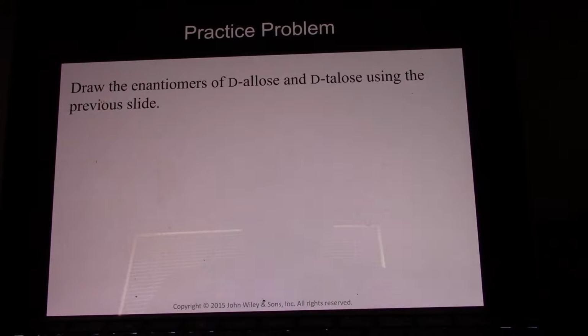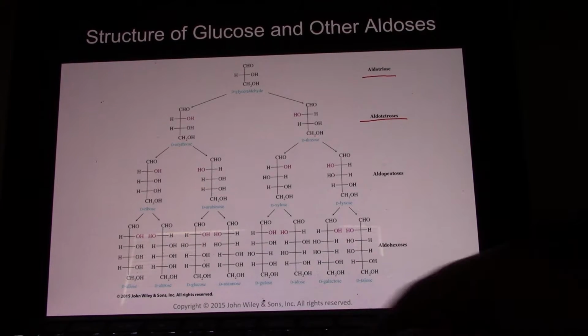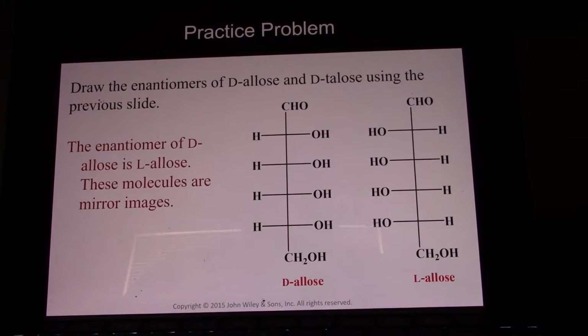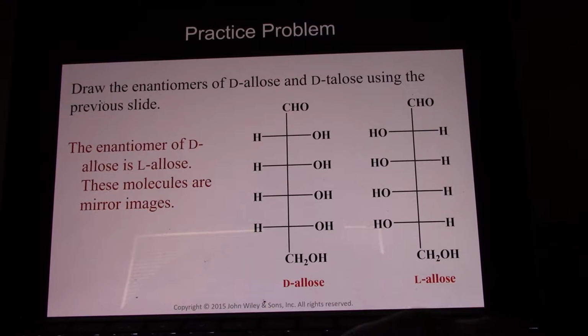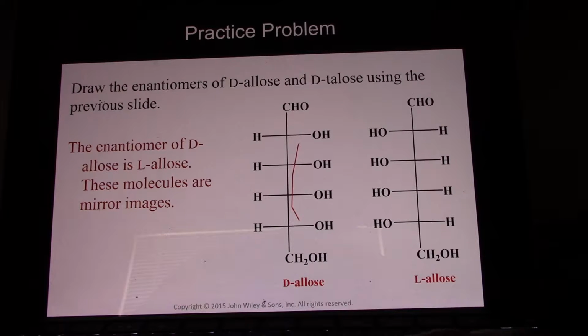Draw the enantiomers of D-allose and D-talose using the previous slide. Well, here we see D-allose and L-allose. Because you were given D-allose right here. And it's kind of easy because all the OHs are on one side. And then L-allose. We have 2 mirror images here.